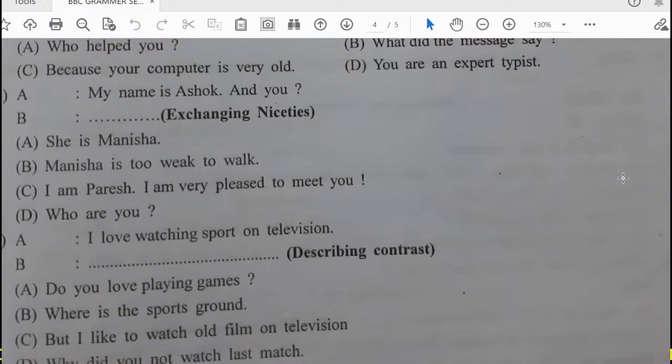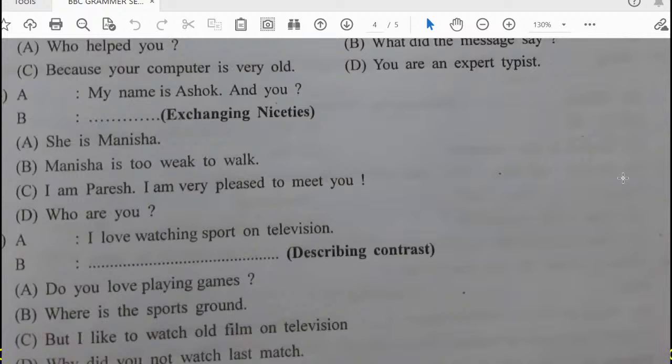See the options. Option A, she is Manisha. Option B, Manisha is too weak to walk. Option C, I am Paresh, I am very pleased to meet you. And option D, who are you? Well, see the dialogue again. My name is Ashok and you.